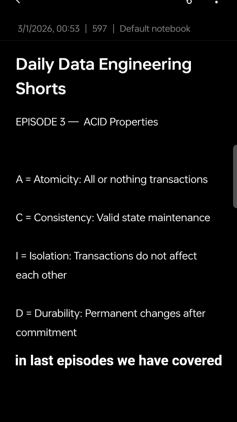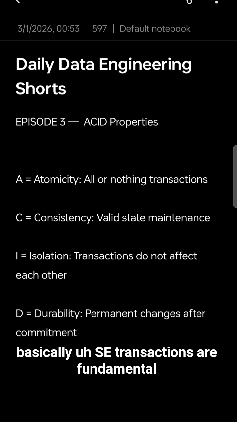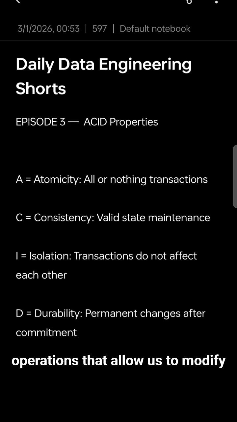So today we are going to cover the ACID properties. In last episodes we have covered Delta Lake and we heard this particular term, ACID transaction. So what are these? Basically, ACID transactions are fundamental operations that allow us to modify and retrieve data.